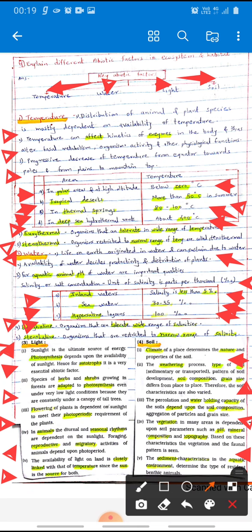The vegetation in many areas depends upon soil pattern as well as soil parameters like pH, mineral composition and topography. The sediment that is characteristic of the aquatic environment determines the type of animals living there. So these are the four abiotic factors: temperature, water, light and soil.